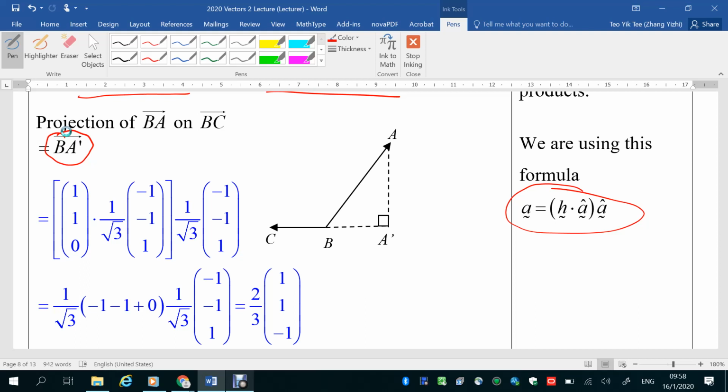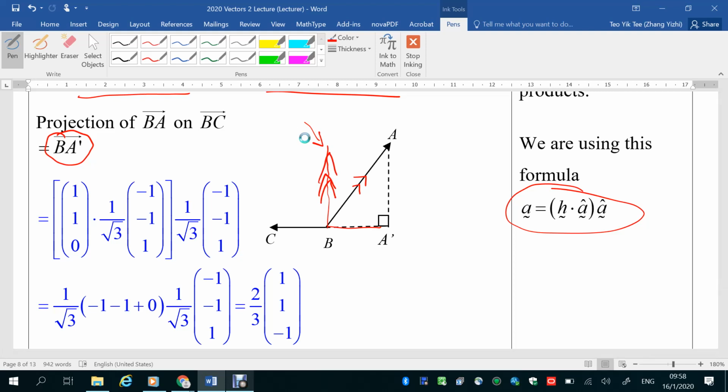Okay, diagrammatically, the components of BA that is perpendicular to BC. You need to remember your resolving of forces. Imagine this one, I draw it down here. If I were to resolve, which is the one that I'm interested in? This one, right? The component that is perpendicular to BC. Make sense?